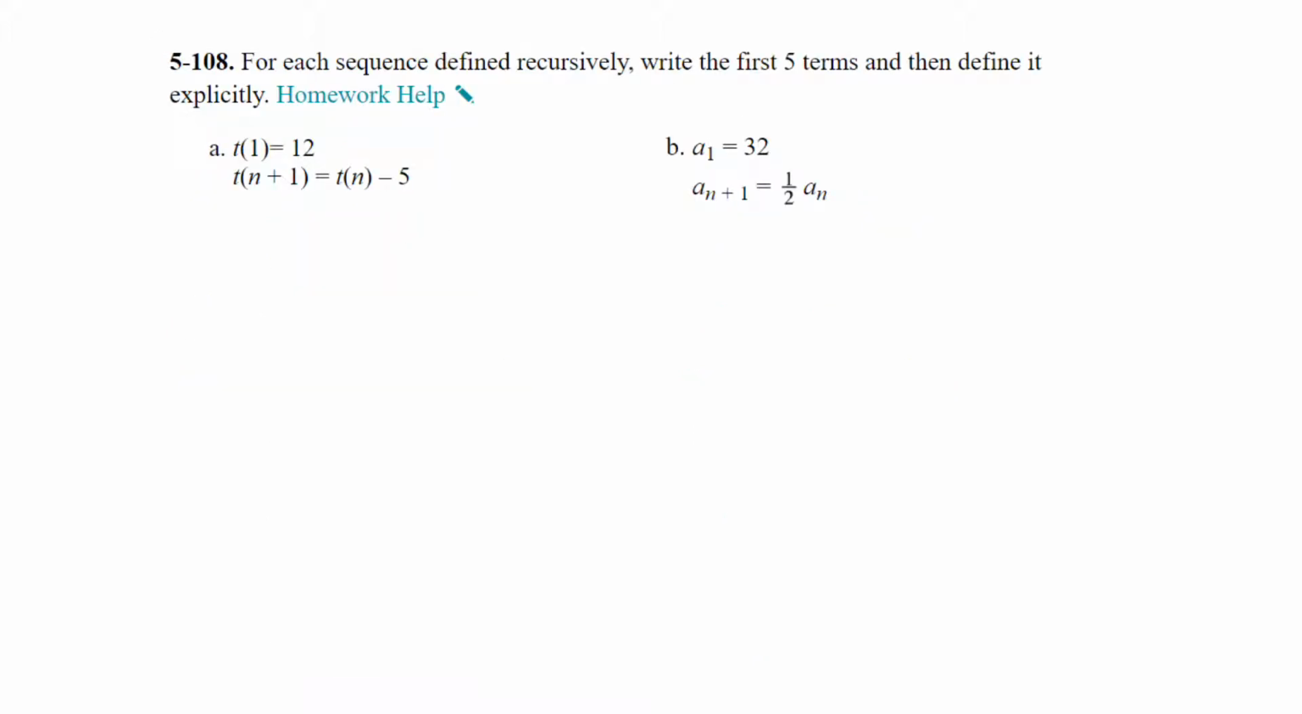On question 108, we're looking at recursive sequences. We're going to find the first 5 terms and then define it explicitly, though. So we start with term 1, which is 12. And each term is going to get subtracted by 5, or subtract 5 from it. So 12 minus 5 is 7. 7 minus 5 is 2. 2 minus 5 is -3. -3 minus 5 is -8.